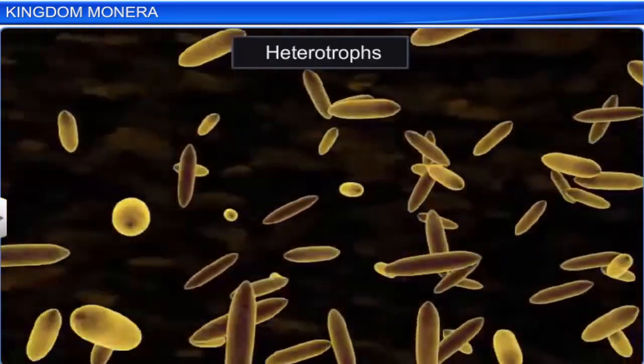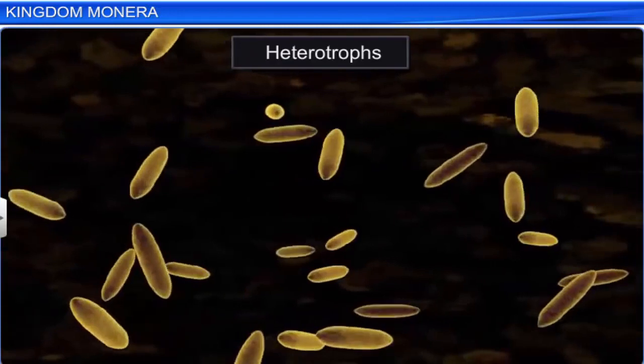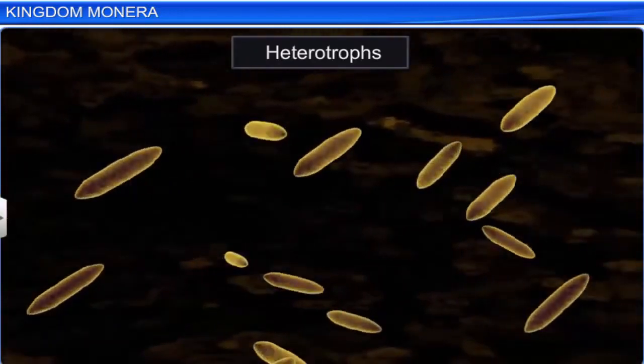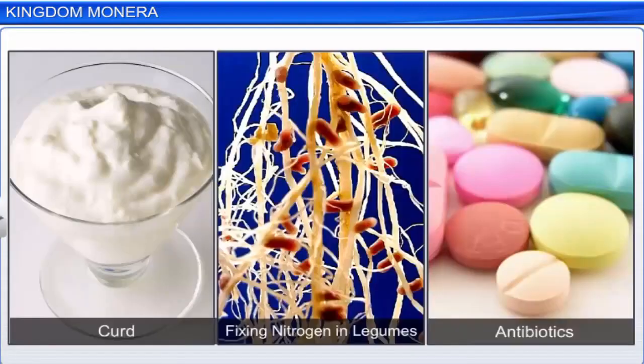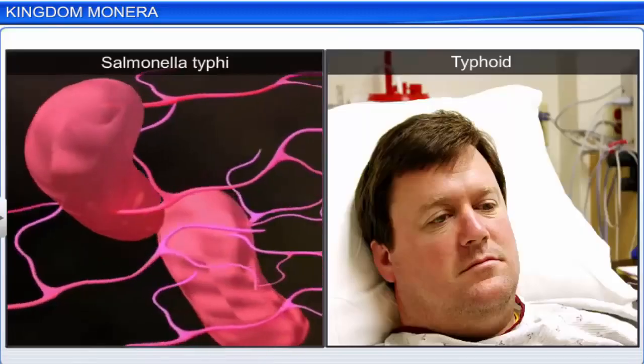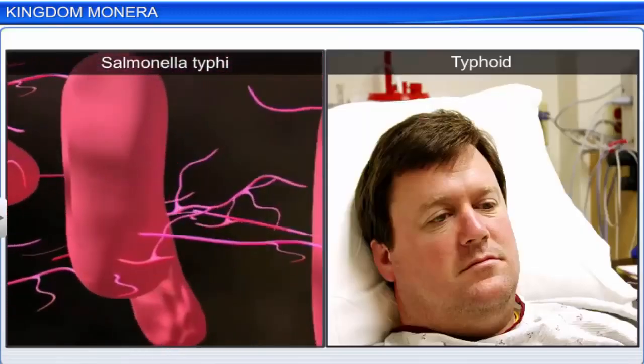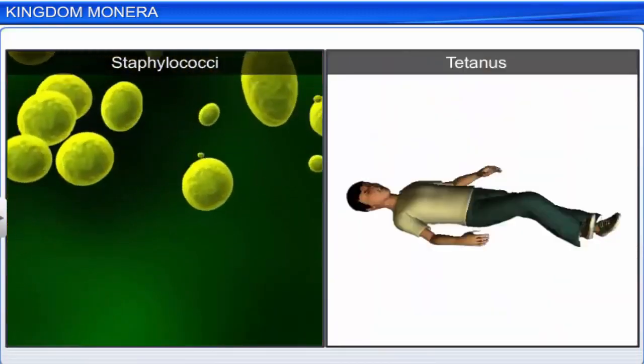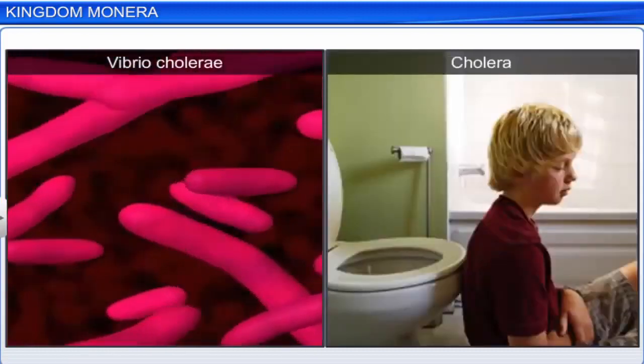On the other hand, heterotrophic bacteria are decomposers. They help us make curd, fix nitrogen in legumes, and produce antibiotics. They can also cause harm by damaging crops. And some diseases like typhoid, tetanus, and cholera are known to be caused by bacteria.